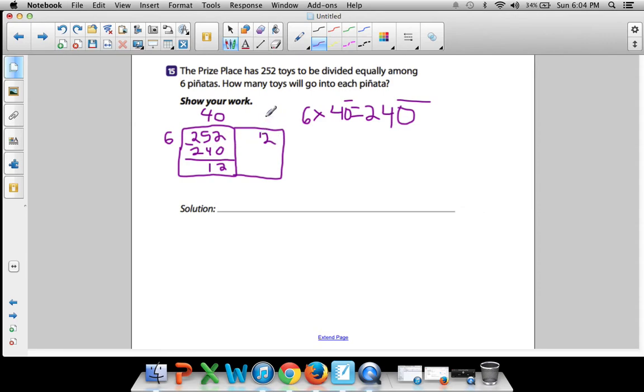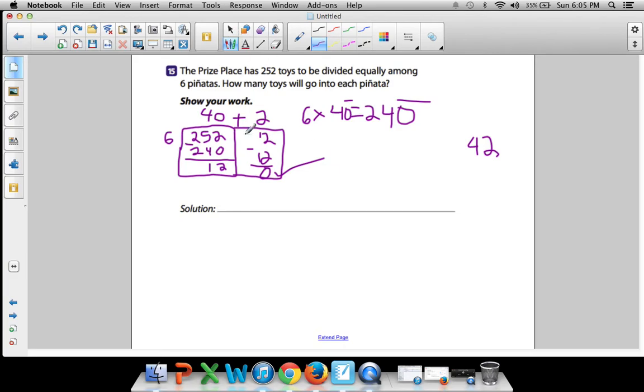I mean, do you even have to think about that hard? 6 times what equals 12? 6 times 2 equals 12. Guess what, guys? 12 minus 12 is 0. And if you get that, you're done. Make sure you add your partial products on top, and you should get an answer of 42. No remainder, because we got to 0.